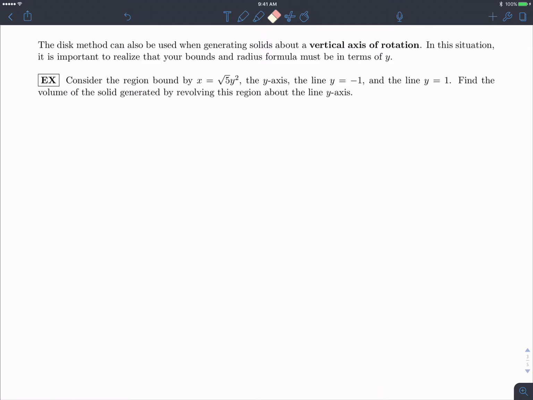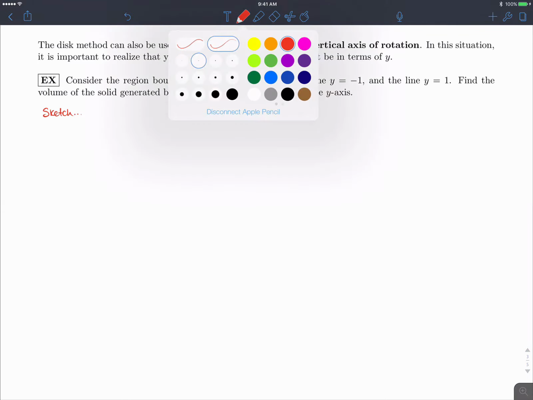And I think that'll be apparent once we get a visualization going. So let's get started with this first example. And as we did with the other examples, I think it's always helpful to get a little bit of a sketch going first. So we've got the region bound by x is equal to the square root of 5 times y squared. Essentially, this is going to be a parabola, except rather than it being a function of x symmetric across the y-axis, it's going to be a function of y symmetric across the x-axis. So it's going to end up looking something like this.